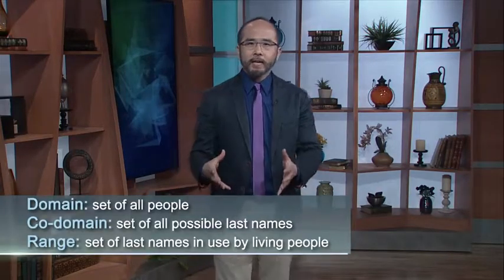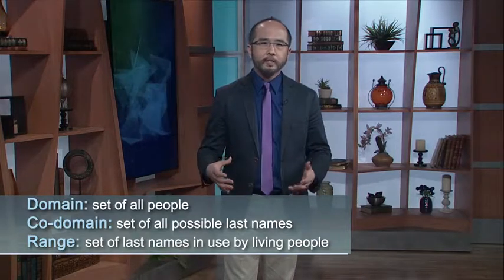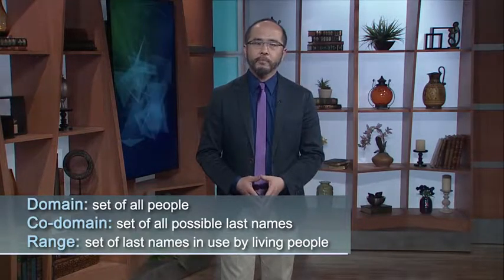For example, think of a function from living people to their last names. The domain of this function is the set of all people. The codomain of this function is the set of all possible last names. The range of this function is the set of last names in use by living people.